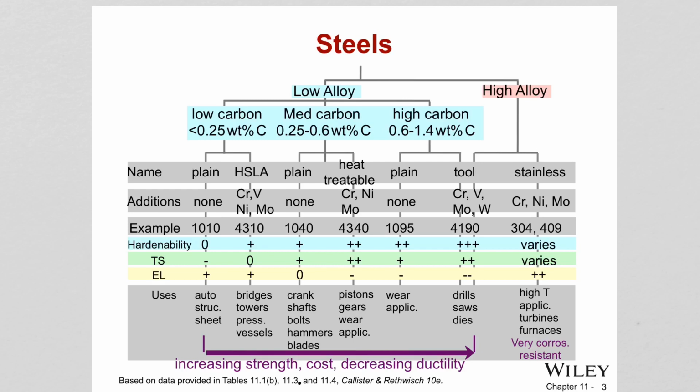The low alloy steels are also classified into low carbon, medium carbon, and high carbon alloys. As the name implies, the amount of carbon content also changes. The lowest carbon content belongs to the low carbon, and high carbon will have the highest amount of carbon within those classifications.